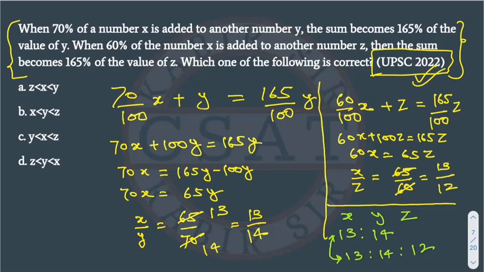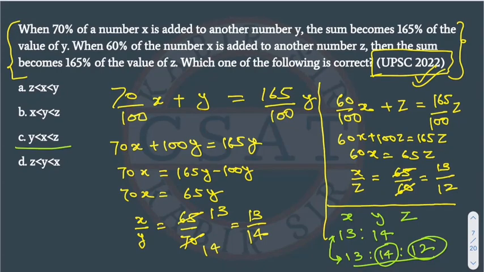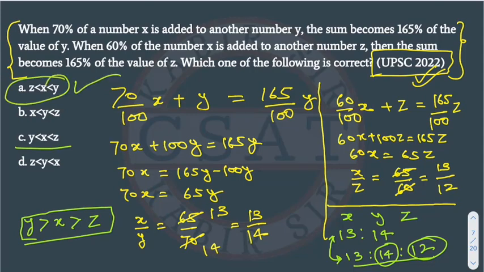Okay, so now here we can see the largest number is 14, which is y, and the smallest is z, right? So from here we can see y is greatest, then x, and the smallest is z. So this will be our answer. This is option A, right? So option A is our answer.